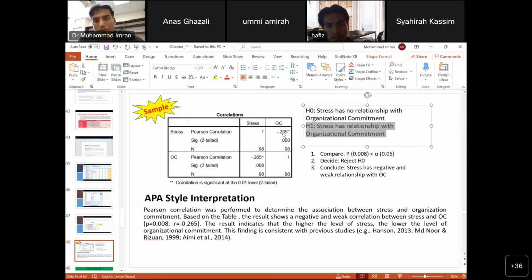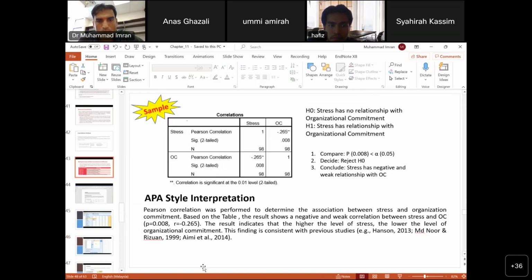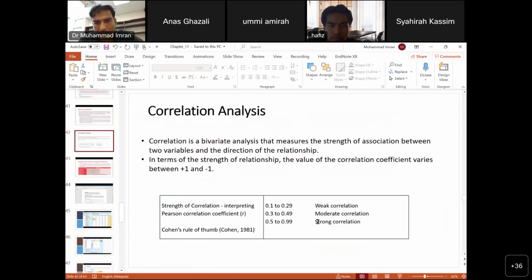See here, compare the p-value, okay, H0 rejected. Conclude, stress has a negative and weak relationship, weak here, 0.25. How can we see this is weak? We can see here, 0.5 is low positive, or here 0.3, this one 0.29, weak. You can say low or weak, up to you. You can use different English words. Okay, no problem.